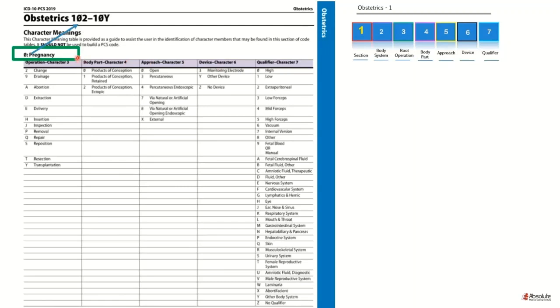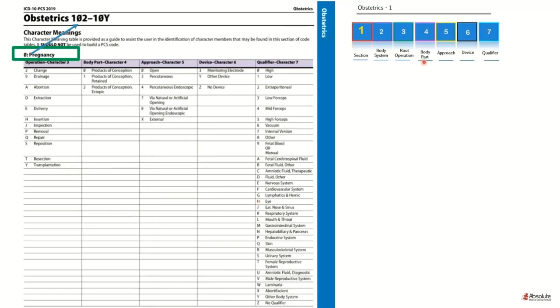Now, see the green box? The green box says that our body system will be pregnancy. That is a body system in this case. And then the third character, right here, you can see all of the root operations. When you're coding from the obstetrical section, you're going to code for the root operations change, drainage, abortion, extraction, delivery, insertion, inspection, removal, repair, reposition, resection, and transplantation. These are the only root operations that you'll be coding for in the obstetrical section.